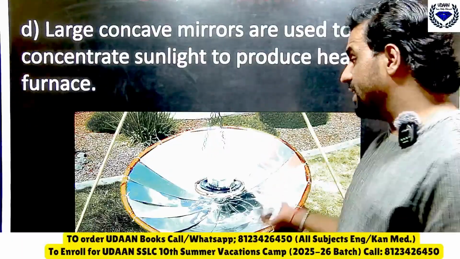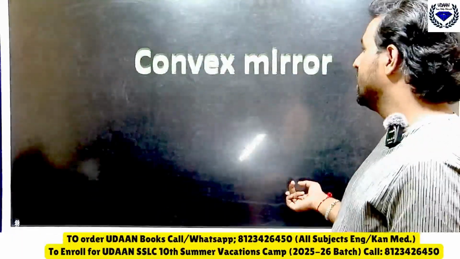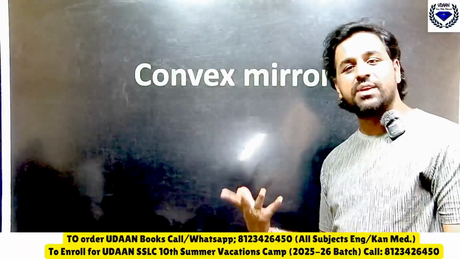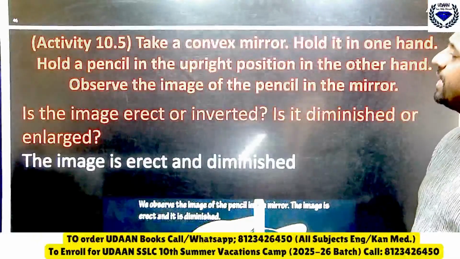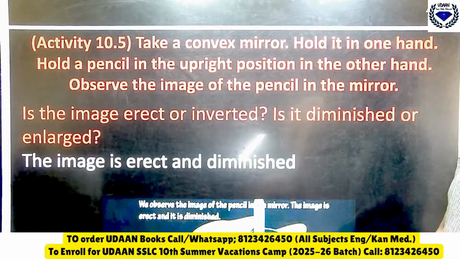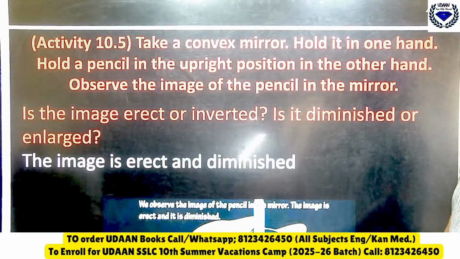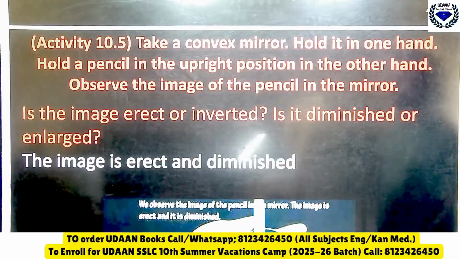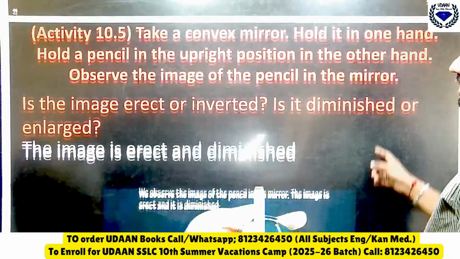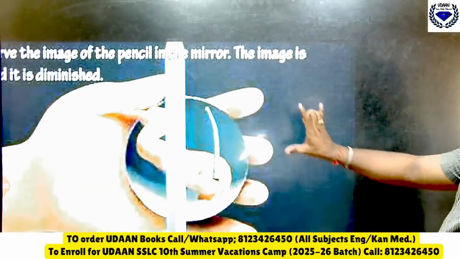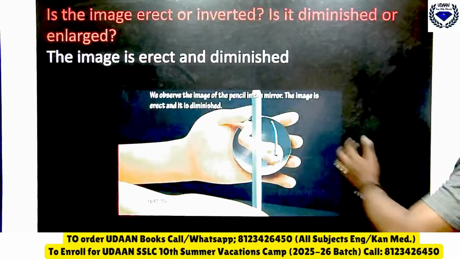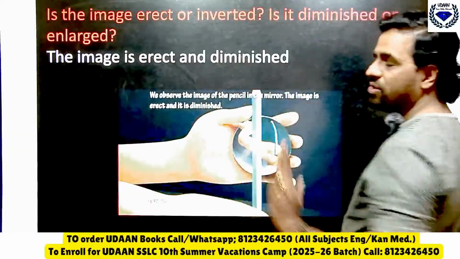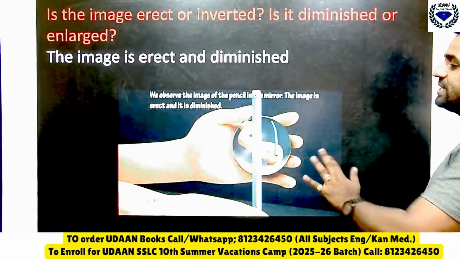Okay, so then next one you should see, convex mirror. Already you know it is a virtual mirror. So see, take a convex mirror, hold it in one hand, hold a pencil in upright position in the other hand, observe the image of the pencil. The image formed is always erect and it is smaller in size. Remember, the image formed by the convex mirror is always erect and diminished.